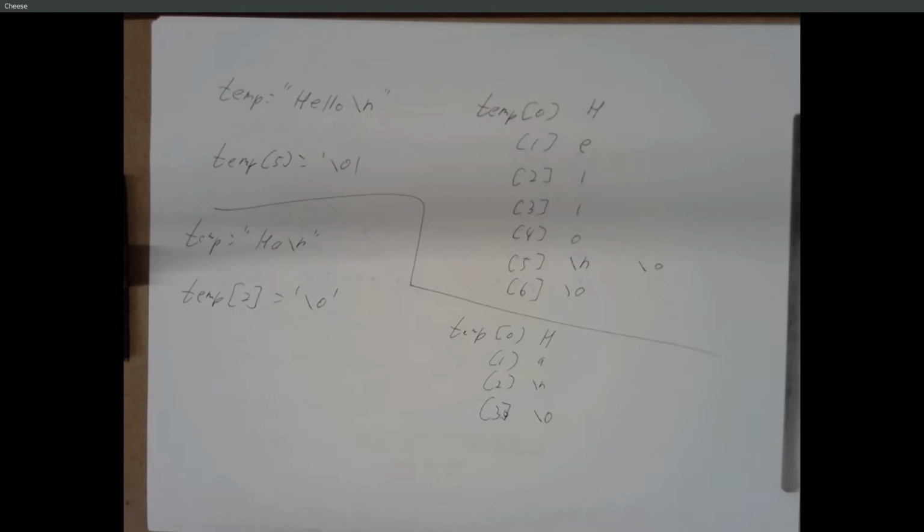If temp at such and such position equals \n, temp at such and such position equals \0. Okay, perfect. So we could make a loop that goes through and checks each character, and if that character is equal to the new line, \n, then we set it equal to \0. So that works perfectly. Is there another way?